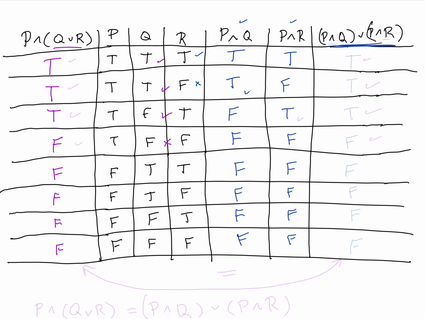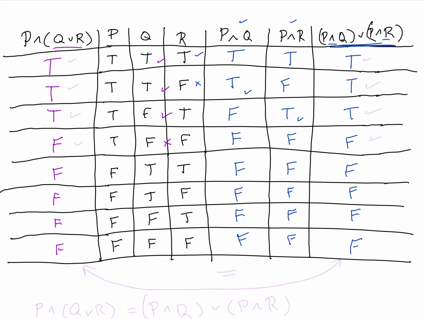And lastly, putting those together, (P and Q) or (P and R), this is true if either of those two pieces is true, or both. So this is true because P and Q is true. This is true because P and R is true. This is false because they're both false. And then all the rest of the way down, we've got false because both columns are false.